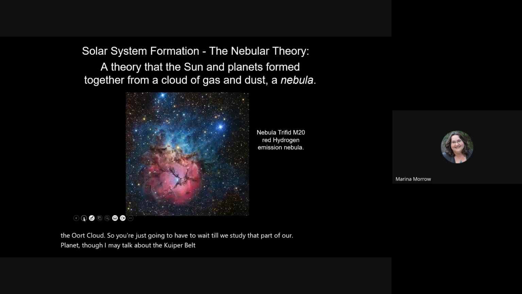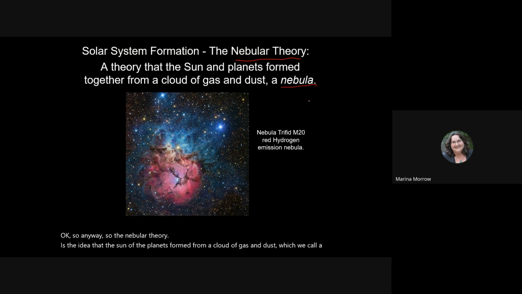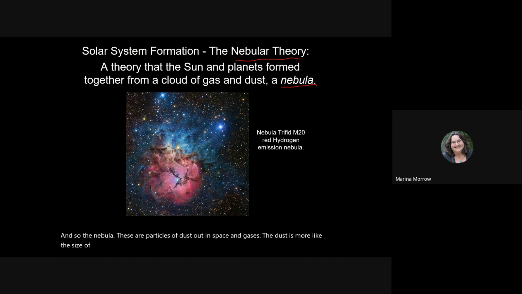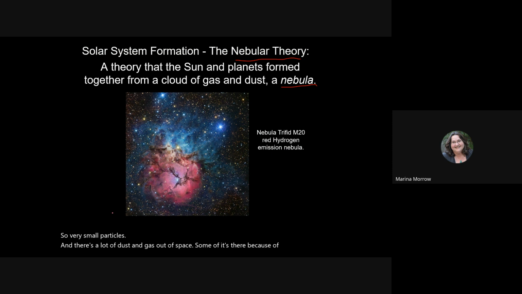Okay, so anyway, the nebular theory is the idea that the sun and the planets formed from a cloud of gas and dust, which we call a nebula. And so the nebula, these are particles of dust out in space and gases. The dust is more like the size of smoke, so very small particles. And there's a lot of dust and gas out in space. Some of it's there because of stars that blew up long ago.